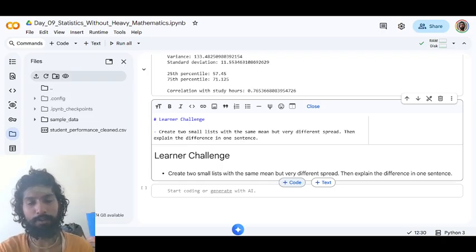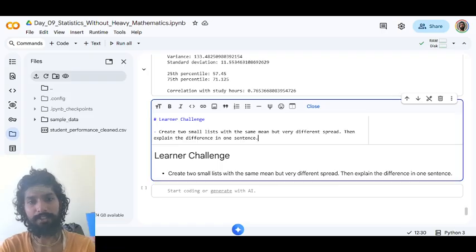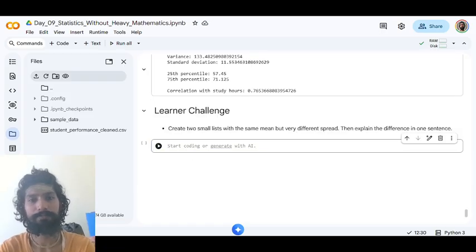For example, list 1 equals 48, 49, 50, 51, 52. Now create a second list with the same mean, but values that are much farther apart. Then calculate the mean of both lists, the range of both lists, and the standard deviation of both lists. You can use np.mean, np.std, max, min. Pause the video and complete the challenge. Let us discuss one possible solution.